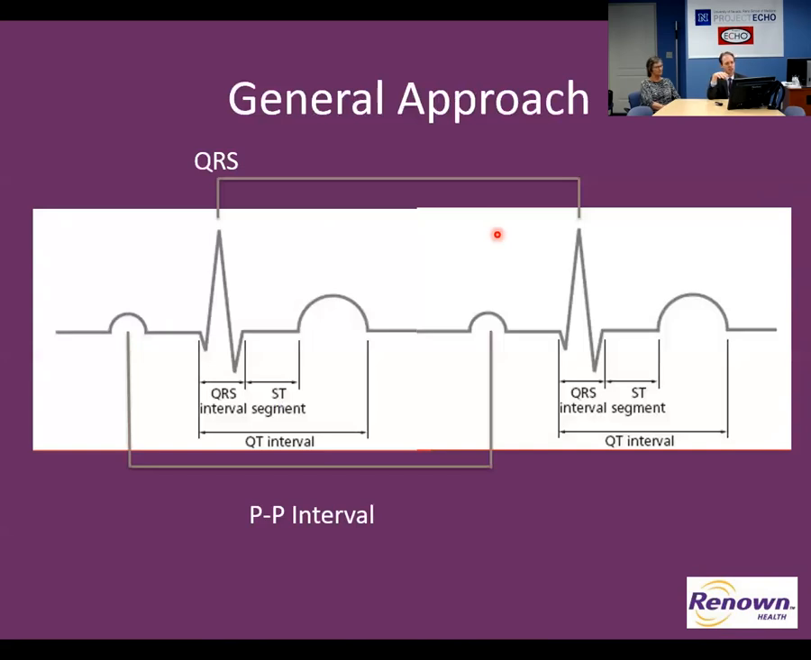A QRS duration should be less than 100 milliseconds. 100 to 120 milliseconds is an intraventricular conduction delay, and above 120 is a bundle branch block, or could be a nonspecific intraventricular conduction delay, but generally a bundle branch block.